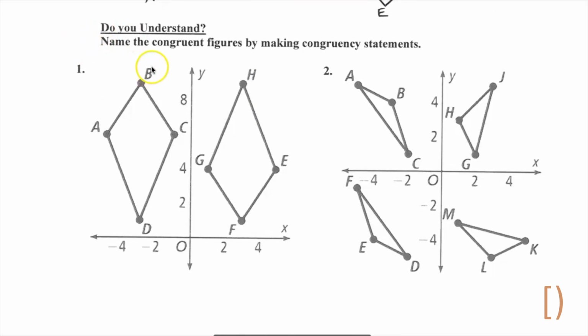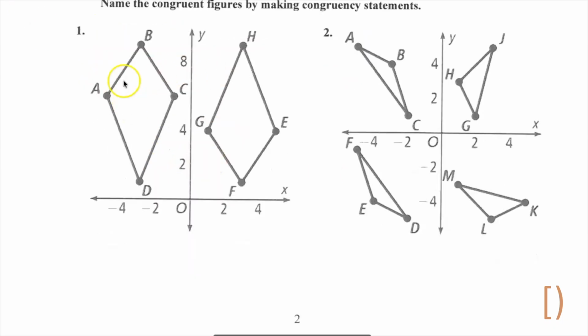And finally, let's do a little check. Do we understand? Name the congruent figures by making the congruence statement. The first figures here are kites. If I wanted to say the congruence, it's going to be ABCD. You can start anywhere, we'll say start at A, B, C, D. And since it looks like it got rotated, A would go with E. So it'd be E, F, G, H. So ABCD is congruent to EFGH. So remember, order matters.